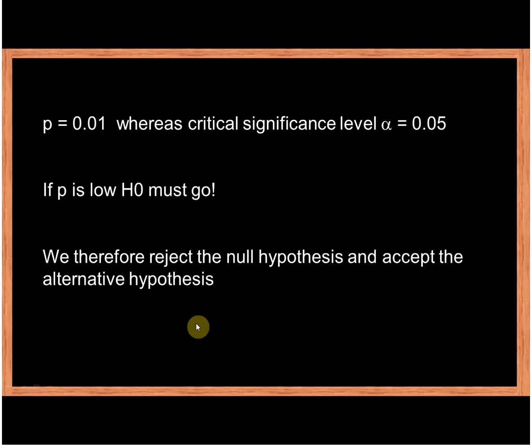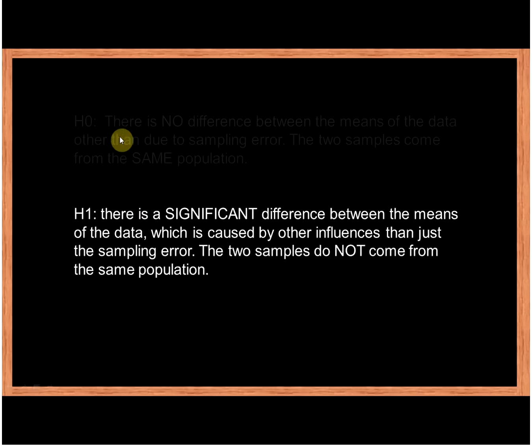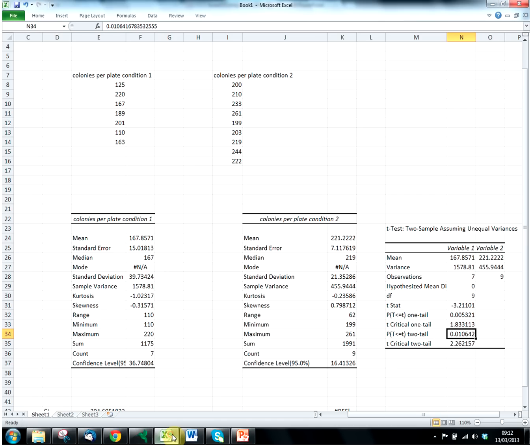So let's go back to what H0 and H1 were. H0, you just see it here, there is no difference, but we said we can't say that, so we have to use the alternative hypothesis, H1. There is a significant difference between the means of the data, and the two samples do not come from the same population. Or in other words, I can say, after I've done my experiment, there is a significant difference between condition 1 and condition 2, and this is at the 95% significance level.